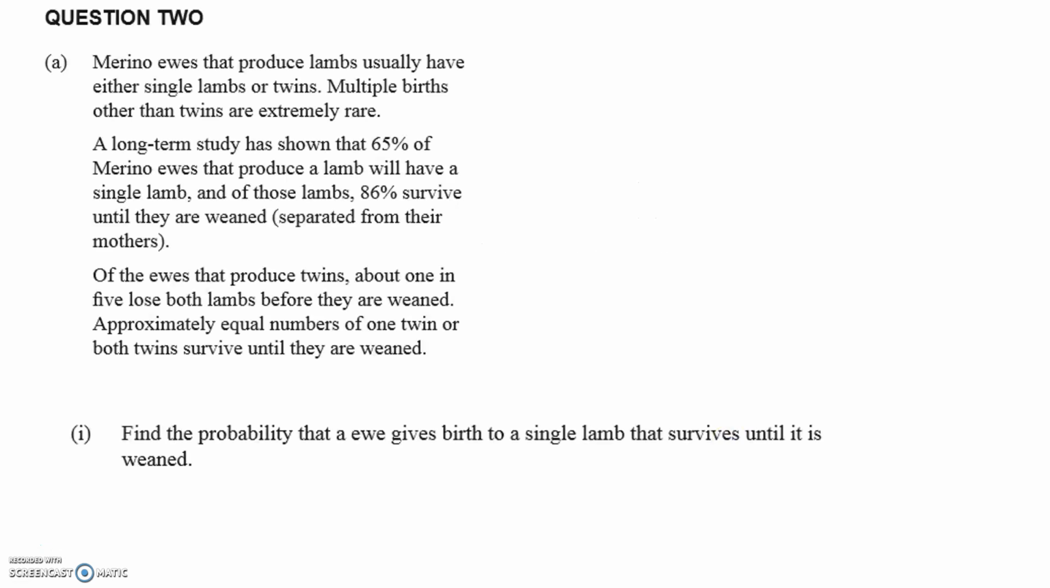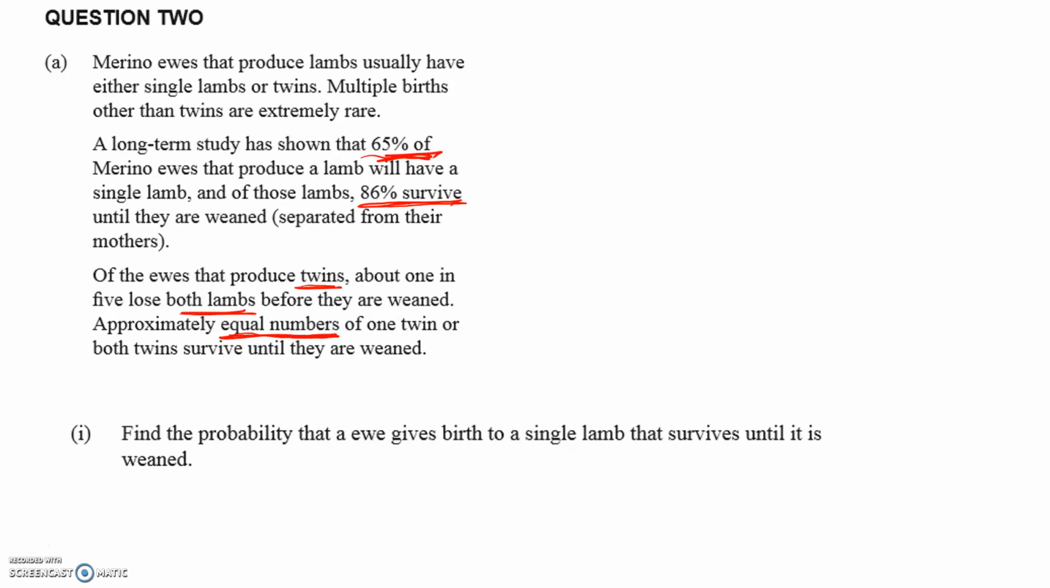So the question is all about sheep and merino ewes and lambing behaviour. So read it really carefully. Merinos that produce lambs usually have either single lambs or twins, and multiple births other than twins are extremely rare. So we've got a long-term study showing that 65% of merino ewes that produce a lamb will have a single, and out of those, 86% will survive until weaning. Of the ewes that produce twins, 1 in 5 lose both lambs before they're weaned, but roughly equal numbers of 1 or 2 twins survive until they're weaned.